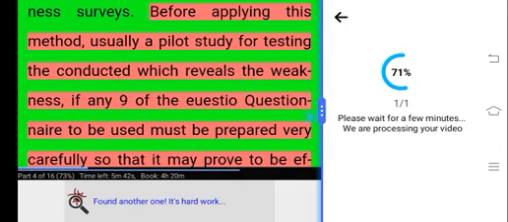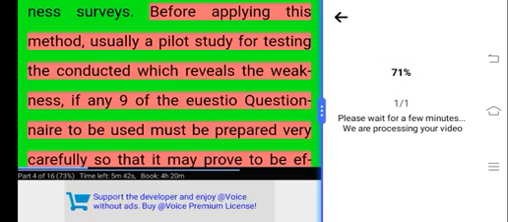Before applying this method, usually a pilot study for testing is conducted, which reveals weaknesses, if any. The questionnaire to be used must be prepared very carefully so that it may prove to be effective in collecting the relevant information.